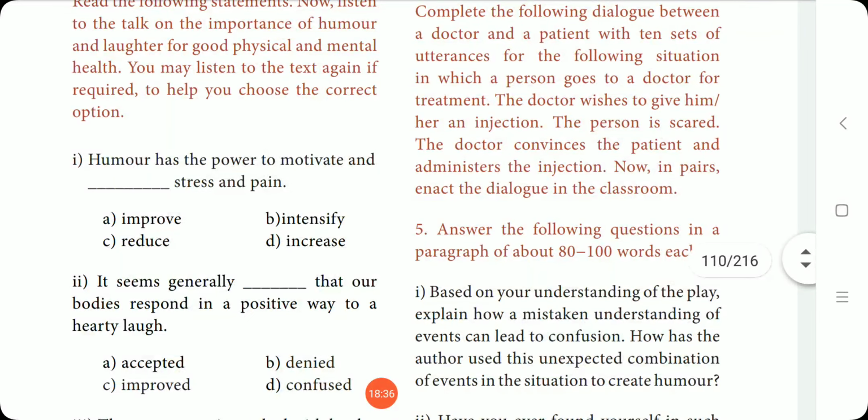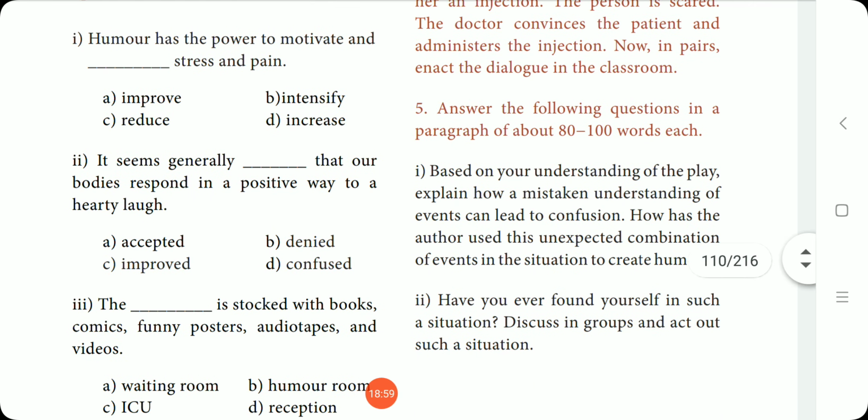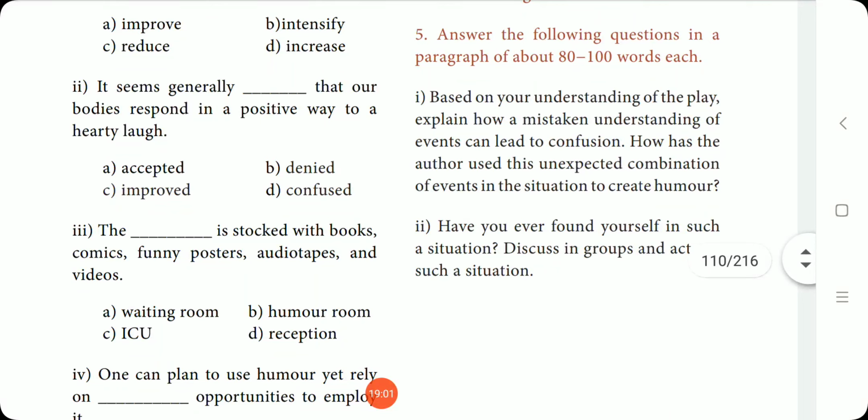Complete the following dialogue between a doctor and a patient with 10 sets of utterances for the following situation, in which a person goes to a doctor for treatment. The doctor wishes to give him or her an injection. The person is scared. The doctor convinces the patient and administers the injection. Now in pairs, enact the dialogue in the classroom. So here you have to write the dialogue.